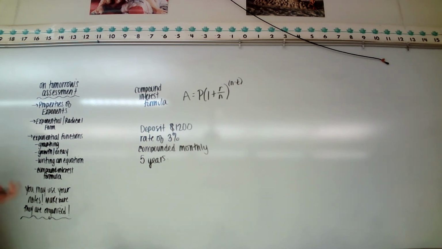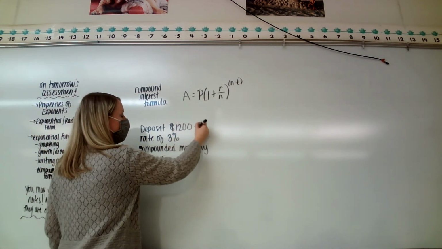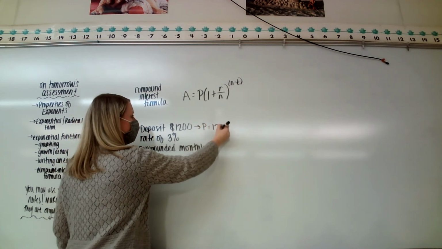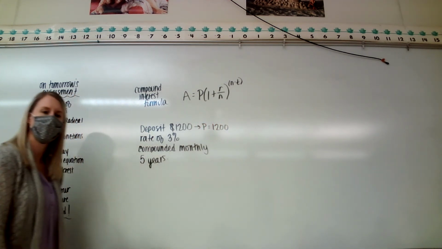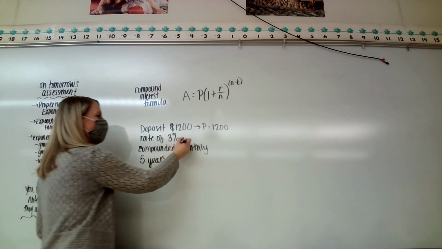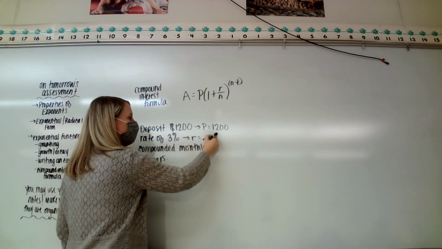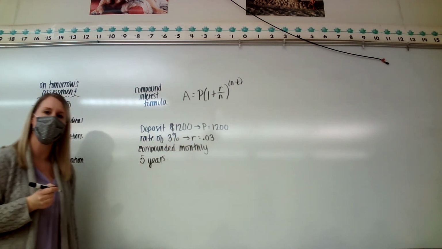When I'm talking about what I'm depositing or what I'm putting in, that's my P. P means principal, that's how much you put in, so 1,200. When I'm talking about rate, that's your percentage. Just make sure your percentages get written as decimals, so we're going to write it as 0.03 when we plug it in.